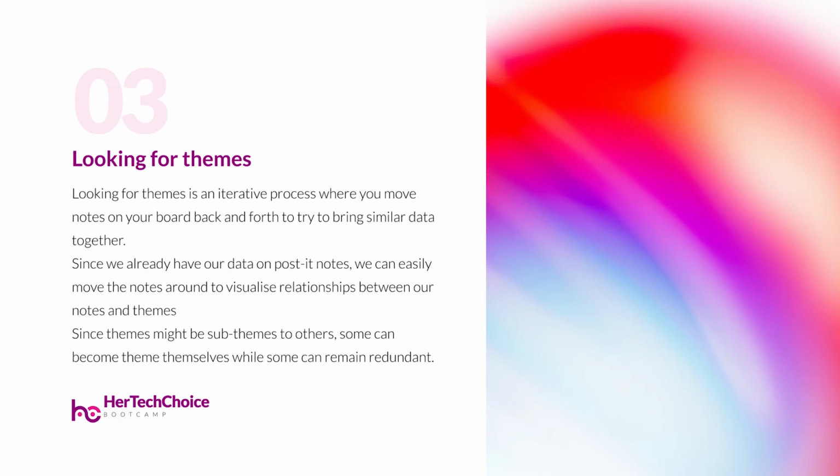Looking for themes is an iterative process where you move notes on your board back and forth to try to bring similar data together. Since we already have our data on post-it notes, we can easily move the notes around to visualize relationships between our notes and themes. Since themes might be sub-themes to others, some can become themes themselves, while some can remain redundant.